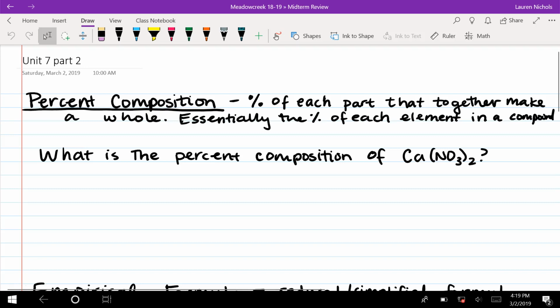So Unit 7, Part 2, Midterm Review. So first thing is percent composition. This kind of formula shows up again and again, pretty much anytime you want to calculate a percent, really. But when we're talking about percent composition, we're talking about percent of an element in a compound.